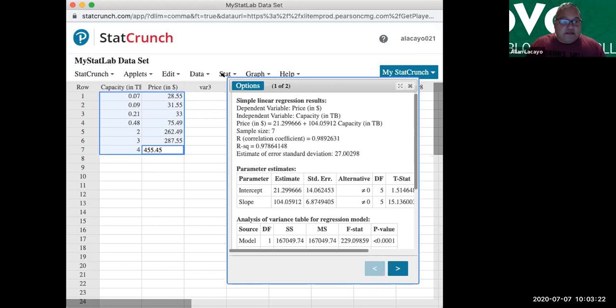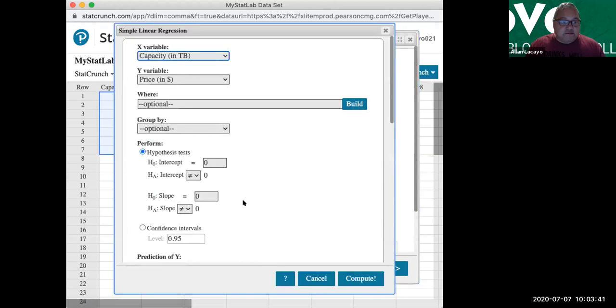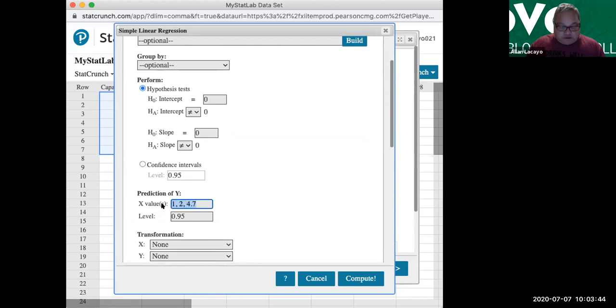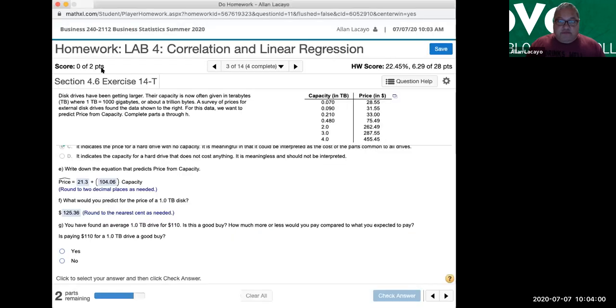And what I would then need to do in order to observe my predictions is simply look at them under the predicted values. And specifically, here's the $125.36 prediction for our 1 terabyte hard drive. But you can put in any number under options, edit, and you can make any prediction you want for one number or for several values. So that's how you make predictions using StatCrunch in the original units of the data in the problem.